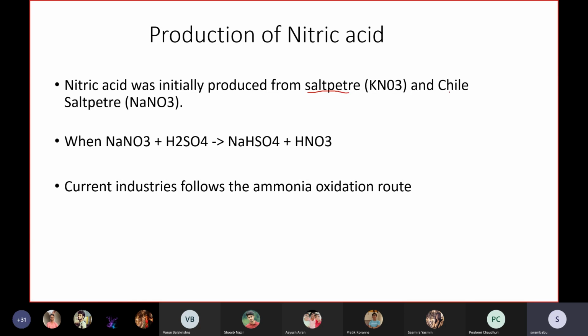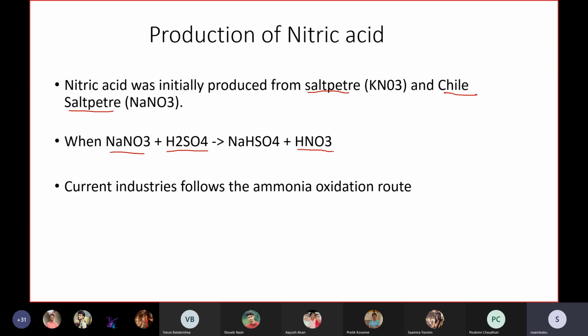They used to mine these raw materials and react them with sulfuric acid to produce nitric acid. Saltpeter or chili saltpeter is used to produce the nitric acid. Typically, sodium nitrate reacts with sulfuric acid and produces nitric acid. That is a very, very simple reaction.